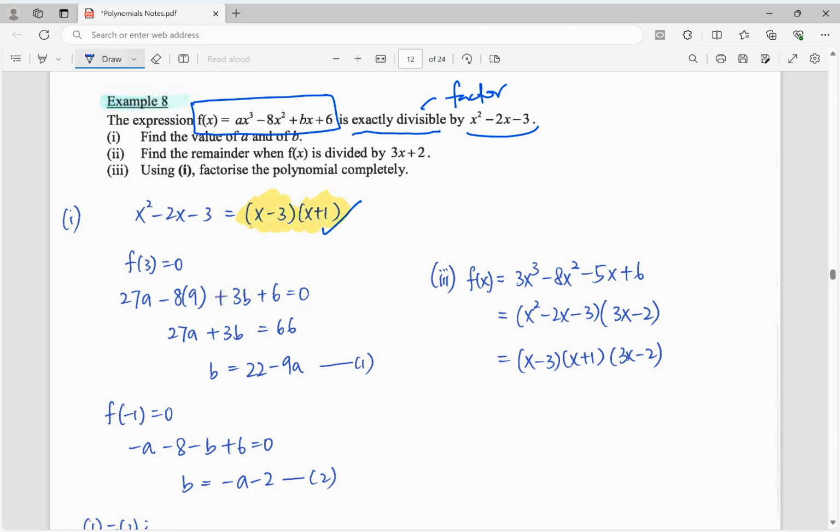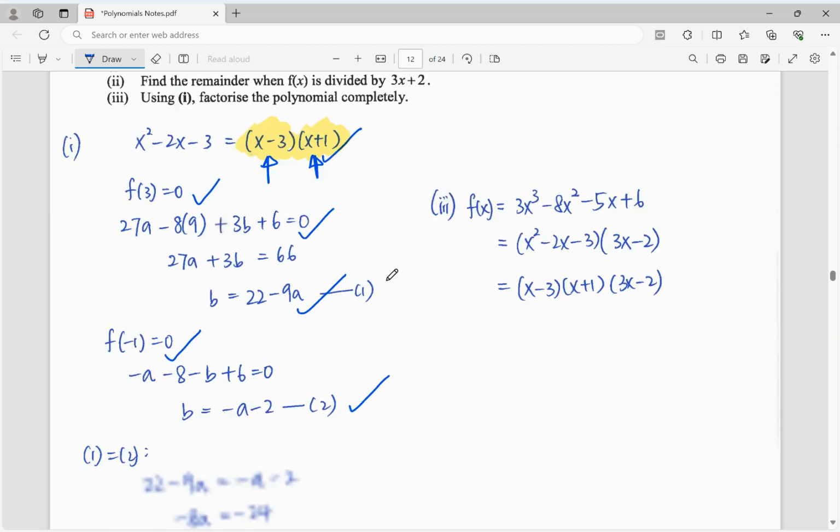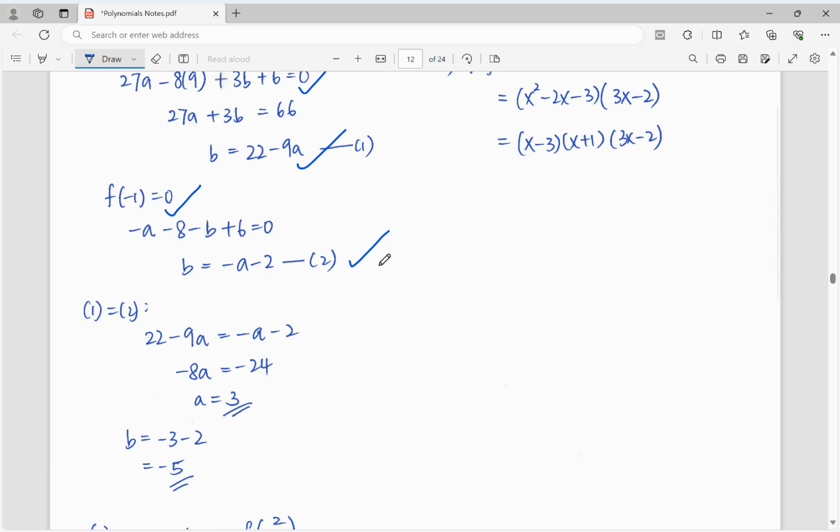With that, we can now form the first equation where we let x be 3 using this factor. Form the first equation, and with that you have b equals 22 minus 9a. Now the second factor is x plus 1, so we know that x equals negative 1 and is also a factor. And we can now form the second equation. With this, I can solve for a and b using simultaneous equations. So that's how you answer part 1.